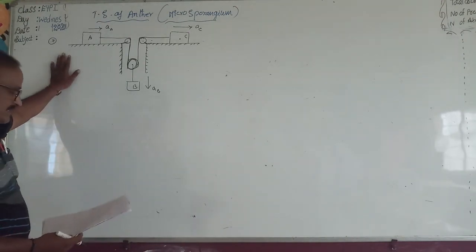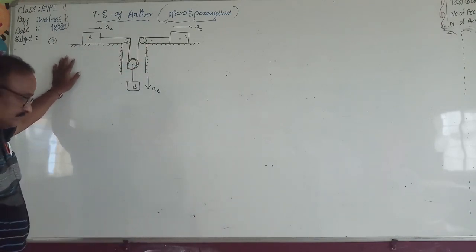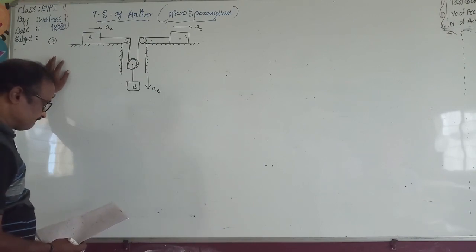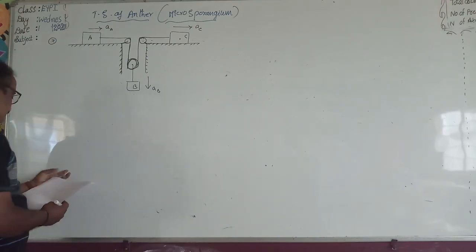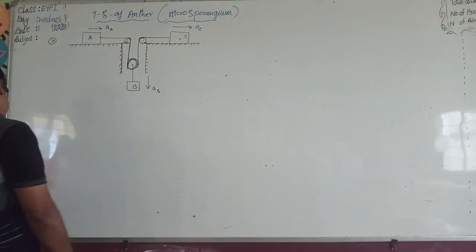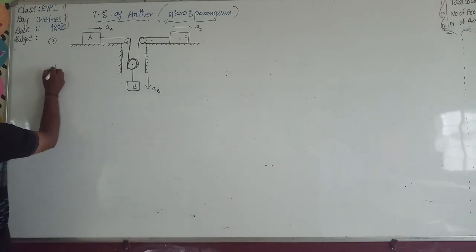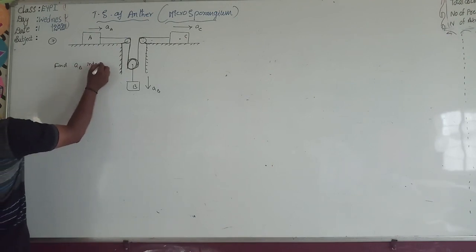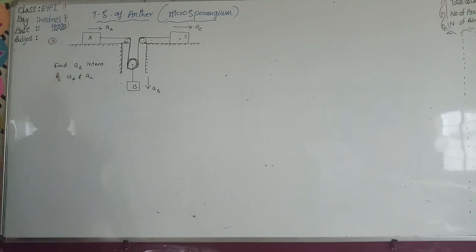See here, one more example. Three identical blocks A, B and C are joined by an inextensible string as shown in the figure. All the surfaces are smooth and the pulleys are massless. AA, AB and AC are the accelerations of the three blocks. Then find the value of AB in terms of AA and AC, the acceleration of A and the acceleration of C.